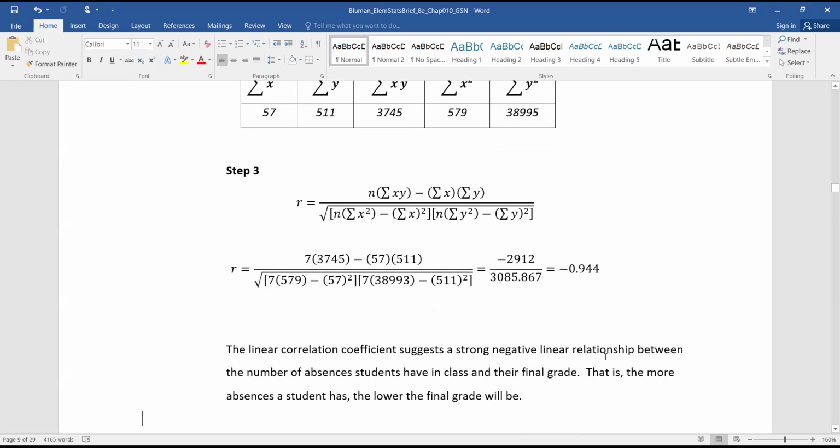So we can see the linear correlation coefficient suggests a strong negative linear relationship between the number of absences students have in class and their final grade. That is, the more absences a student has, the lower the final grade will be. So we already assumed that when we did our scatter plot. Now mathematically, we can see that it holds together.